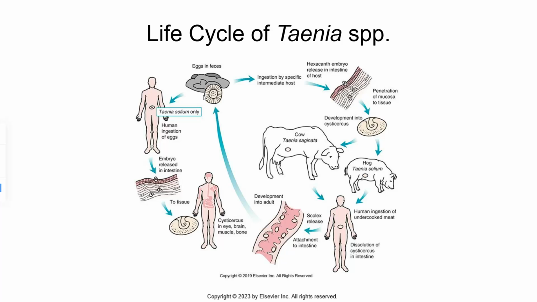So a couple different life cycles here. In this life cycle, we are consuming the animal meat that's infected with the cysts of this organism, and that's how we get the tapeworm in our intestine. In this cycle over here, we're actually ingesting the eggs, and if we ingest the eggs, they can encyst in our muscle tissue or in our brain or eyes or bone, and that can cause some very detrimental effects, including death.